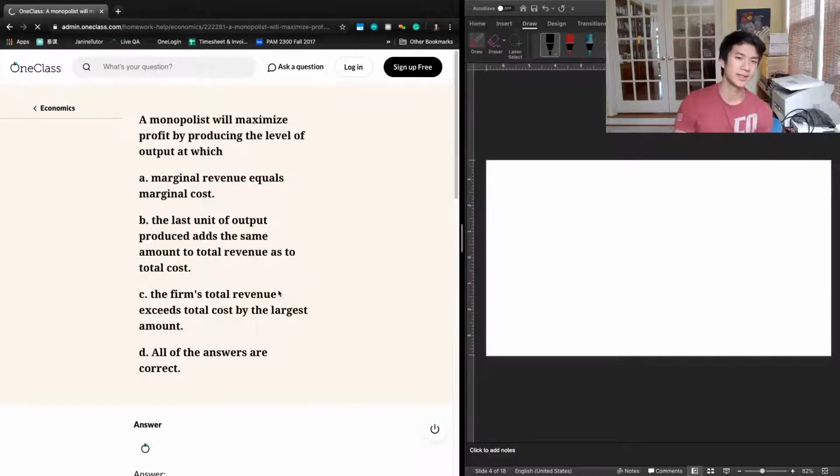Next question says, a monopolist will maximize output by producing at the level of output at which marginal revenue equals marginal cost, or the last unit of output produced adds the same amount of total revenue as to total costs. The firm's total revenue exceeds total costs by the largest amount, or all the following are correct.